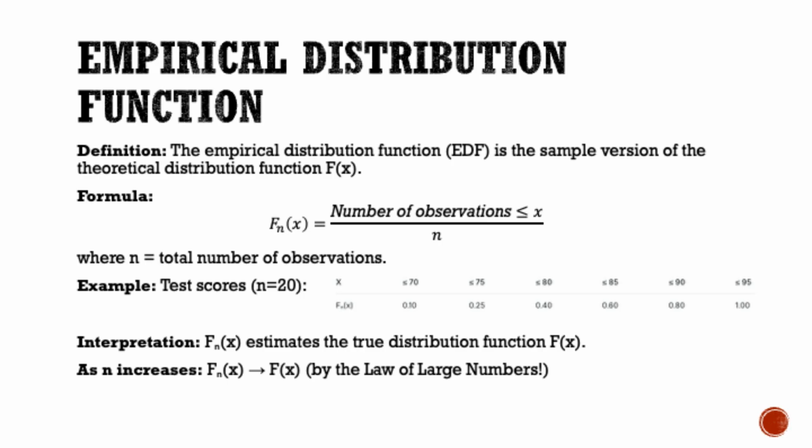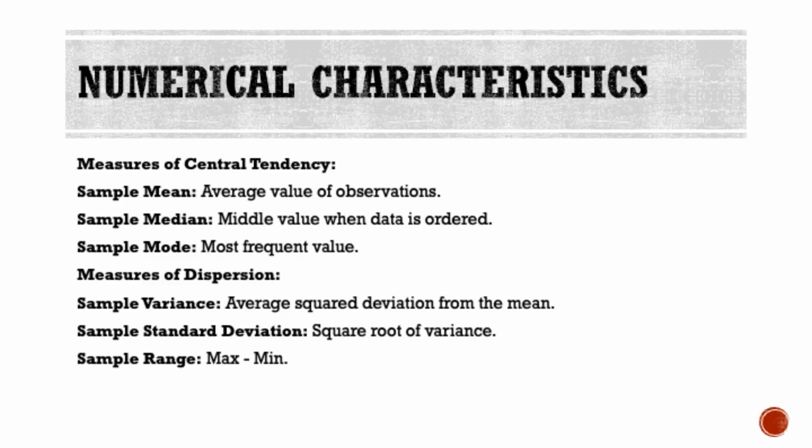Beyond graphical representation, we also need numerical characteristics to describe data. Measures of central tendency describe the center of the data. The sample mean is the average value, the sample median is the middle value, and the sample mode is the most frequent value. Measures of dispersion describe the spread. Sample variance is the average squared deviation from the mean. Sample standard deviation is the square root of variance, and sample range is the difference between maximum and minimum values. These characteristics provide a complete numerical summary of the data.